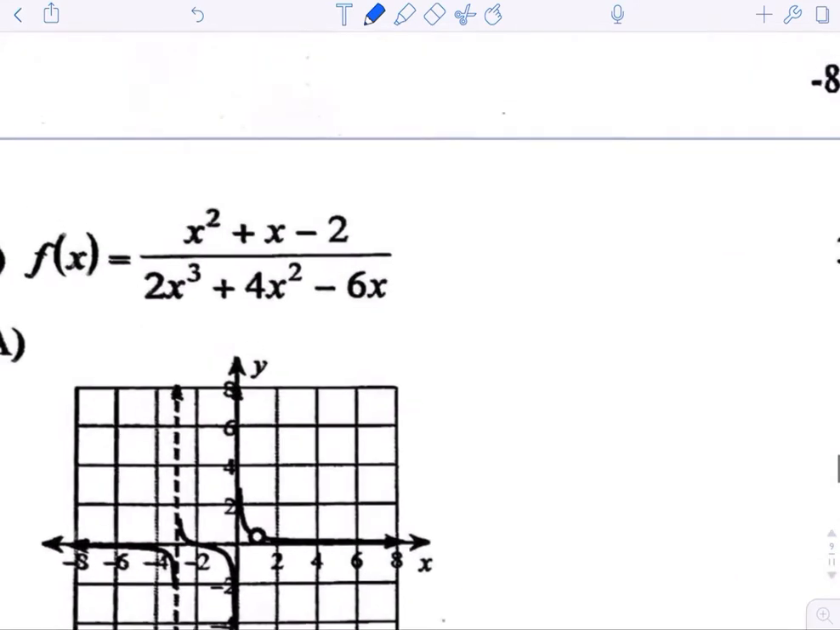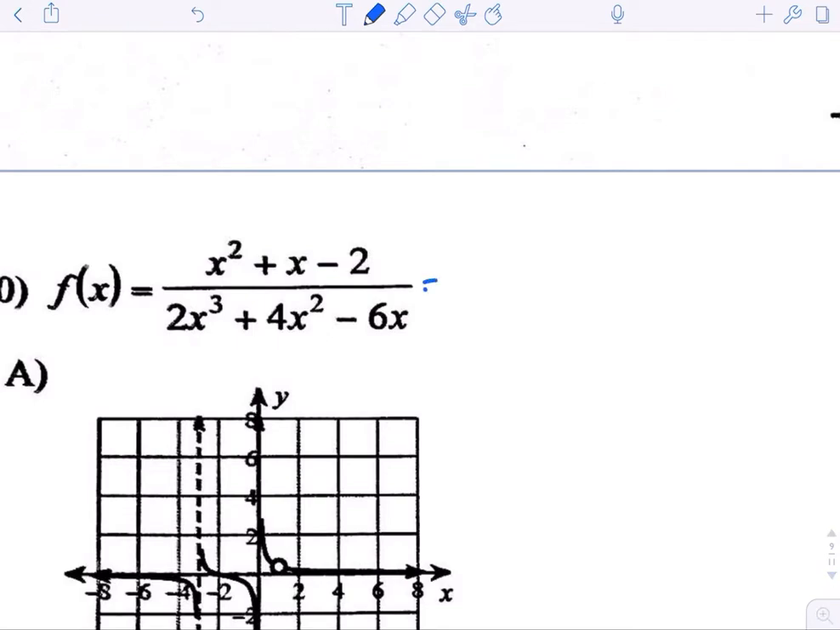30. Same dealio. Let's figure out what we can factor. We got -2 on top, 1 on the bottom. Two things multiply to -2 but add together to give you 1. That seems to be 2 and -1. So x plus 2 times x minus 1 all over.